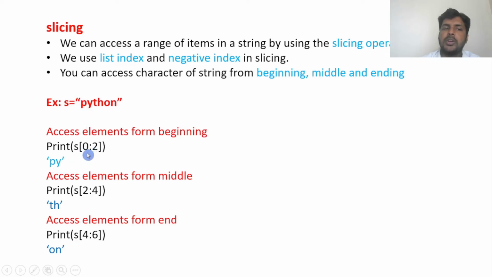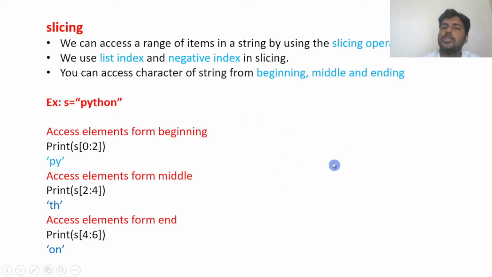Why py? Because it starts from 0 and ends at 2, meaning before 2, that is 1. So py. Same way if I say 2 colon 4, what will it print? 2 is t, and it ends before 4. Before 4 means o is at 4, and before it is h, so it will print th. Same way, 4 colon 6 will print on.